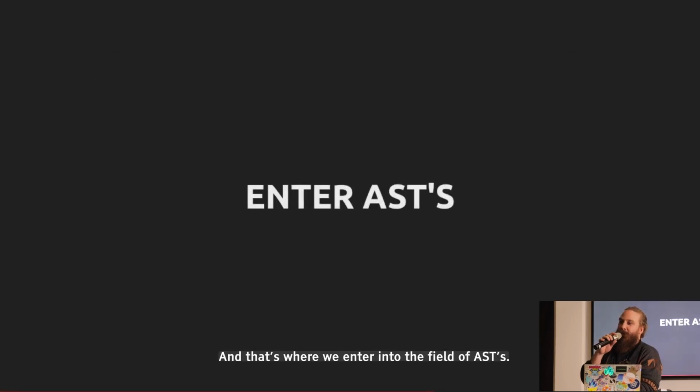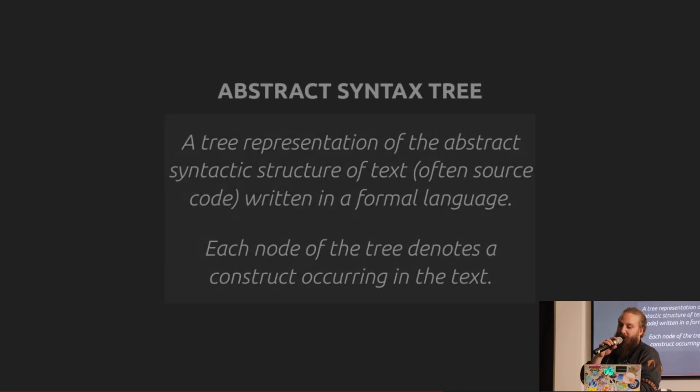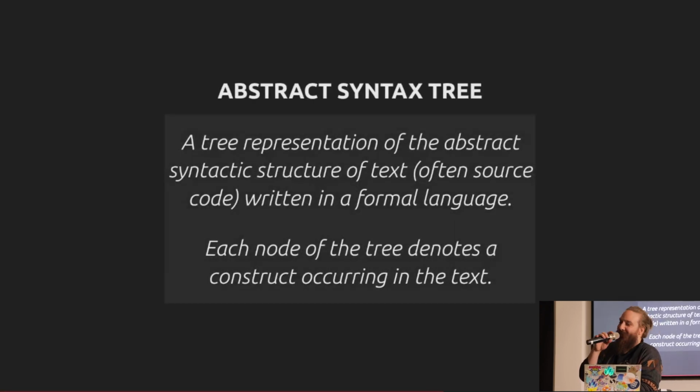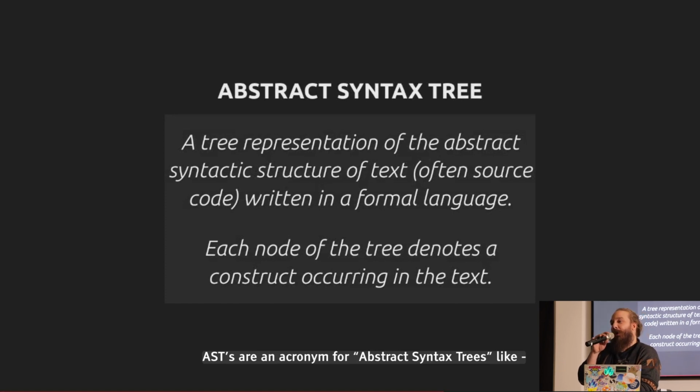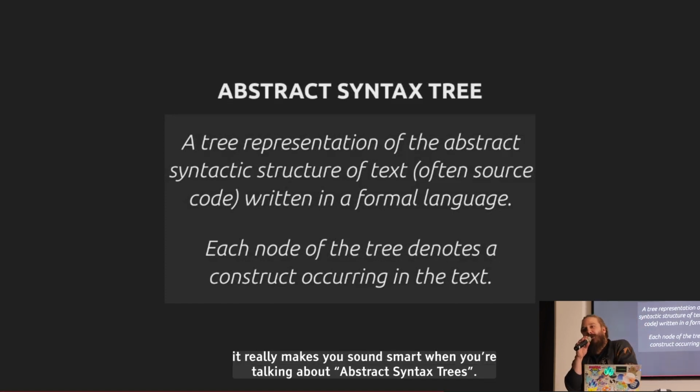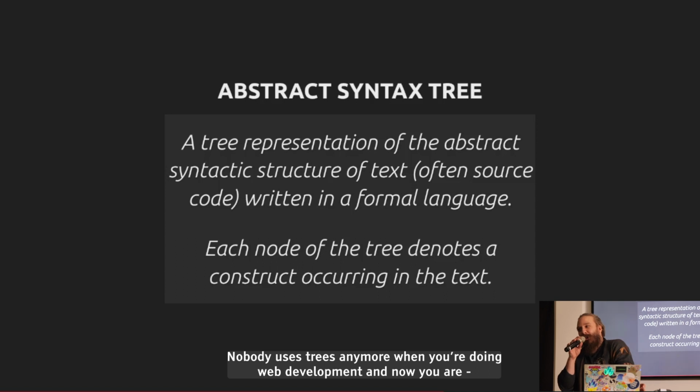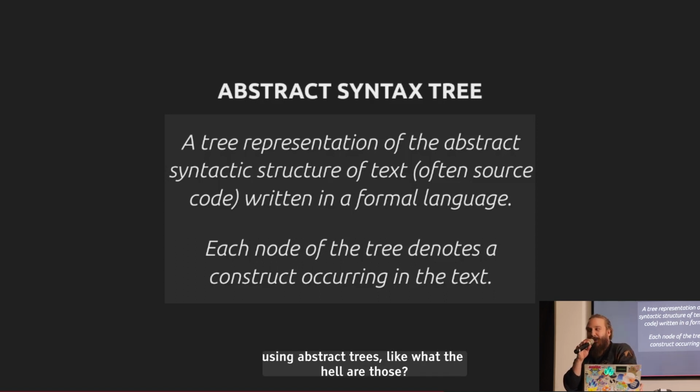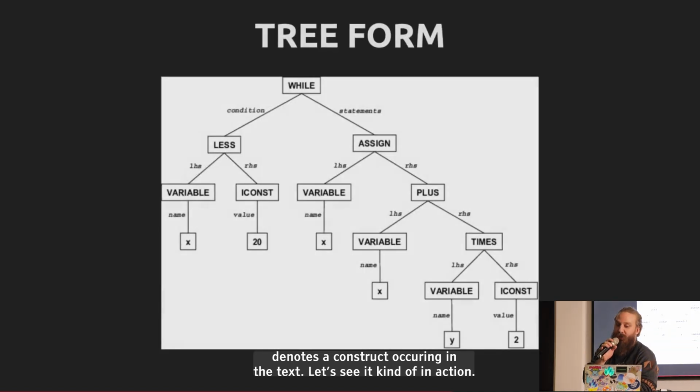And that's where we enter into the field of ASTs. ASTs are an acronym for abstract syntax trees. It really makes you sound smart when you're talking about abstract syntax trees. Nobody uses trees anymore when you're doing web development, and now you're using abstract trees. What the hell are those? Well, abstract syntax trees are a structure of your text document, usually source code, written in a formal language. And each node in your tree structure denotes a construct occurring in the text. Let's see it in action.